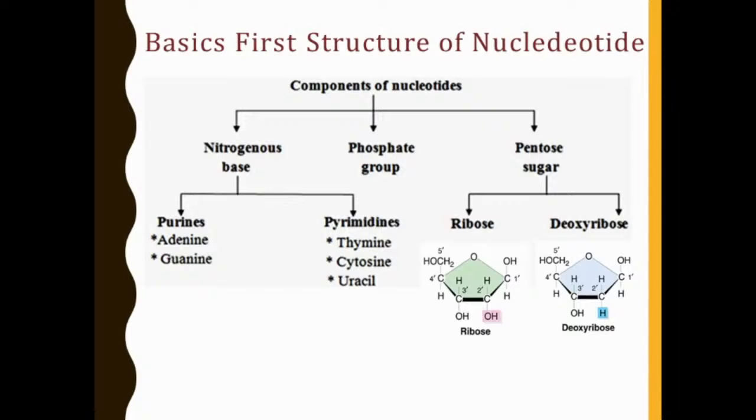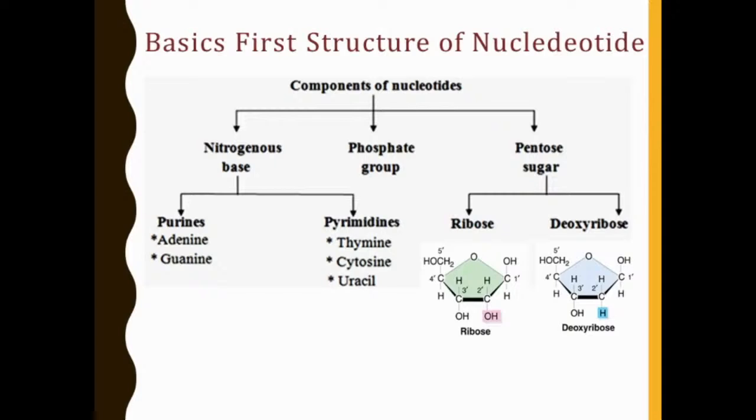One more important point: compare the structure of ribose sugar and deoxyribose sugar. We find a hydroxyl group at the 2' position in ribose sugar, whereas a hydrogen is at the 2' position in deoxyribose sugar. The presence of the hydroxyl group at the 2' position in ribose sugar makes it more reactive than deoxyribose sugar. Therefore, RNA is more reactive than DNA, as we already know.